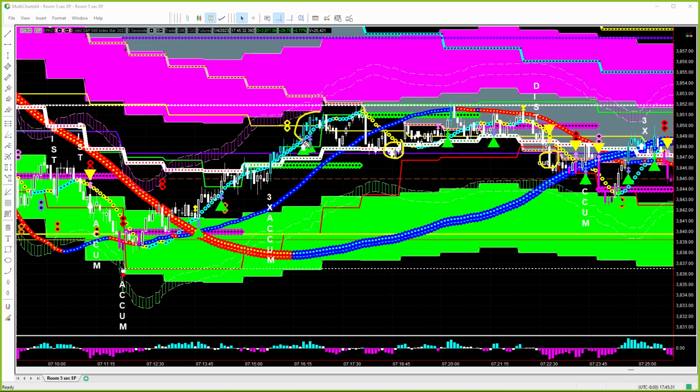Oh, here's the trade I think I thought I had before. So that was a good trade. This one ended up being a good trade. I see a trade right here. Let's see ultimately what that trade did.